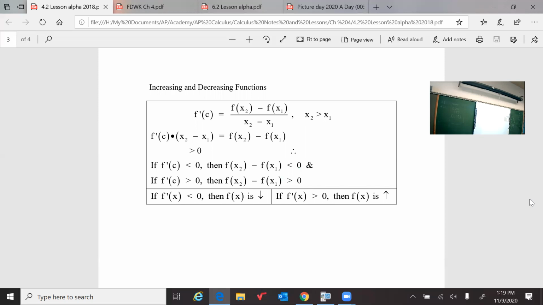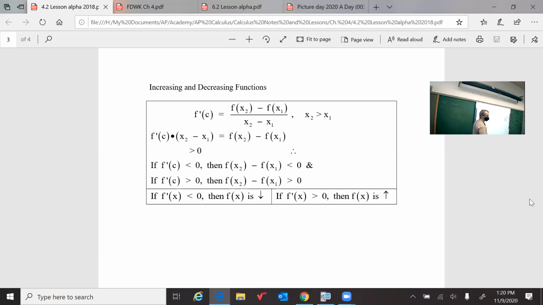So how can we justify that? Well, here's the mean value theorem right here. This is the instantaneous change. That's the average change. And we're going from left to right, so x2 is greater than x1. In this case over here, x2 is pi over 3 and x1 is 0. You're going from left to right, so this is larger than that. 2 is larger than 1.